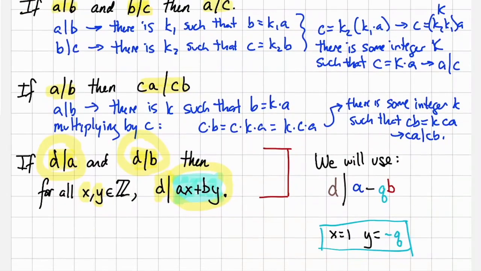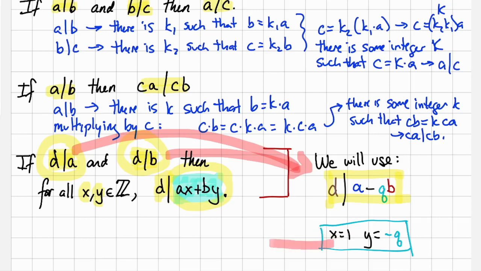So in the situation where we're using this rule, we'll be using this form, where if d divides a and d divides b, then d also divides a minus q times b for an integer q. You can see we're using x is equal to 1 and y is equal to negative q to give this expression, a minus q times b.